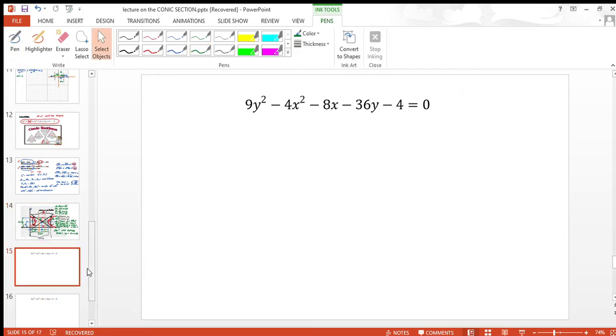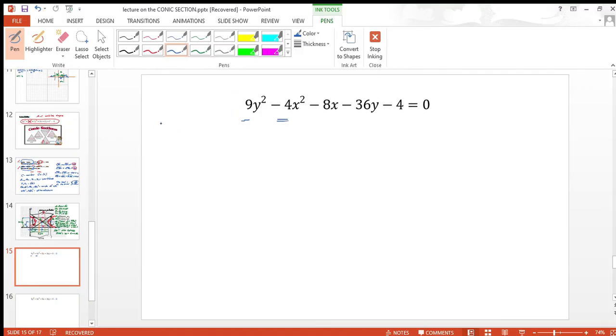Let's have this equation. This is a problem given in your module. So you have 9y squared minus 4x squared plus 8x minus 36y minus 4 is equal to 0. The xy term is missing. The coefficient of y squared and the coefficient of x squared have opposite signs. So this must be a hyperbola.